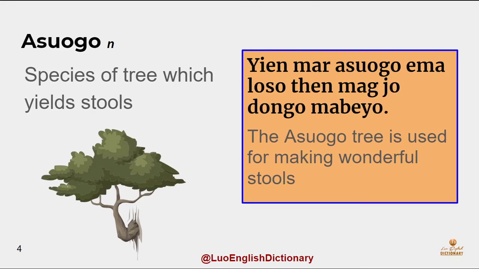The next word we want to talk about is Asuogo. Asuogo is a type of tree. This tree is used for making stools that traditionally men were sitting on. So in a sentence you can say, Yen mar Asuogo ema loso thin mag jodongo mabeyo. So it's the Asuogo tree that is used for making the wonderful stools for the old men or for the elderly.